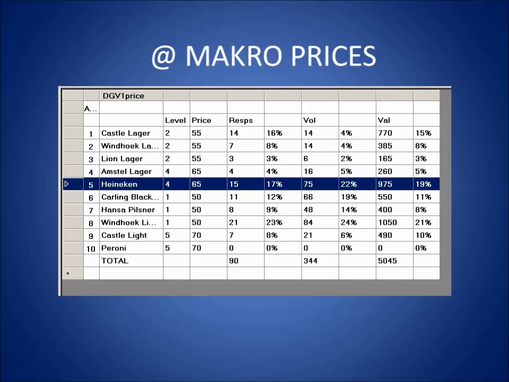Now look at Heineken, my example beer, and you will see that Heineken is now selling at 65 Rand, and given the market structure out there, will only have 17% of the respondents saying, I will buy it at that price. That is quite a drop from the 34% that we had in the previous slide. And of course that comes down as far as the volume and the values are concerned.